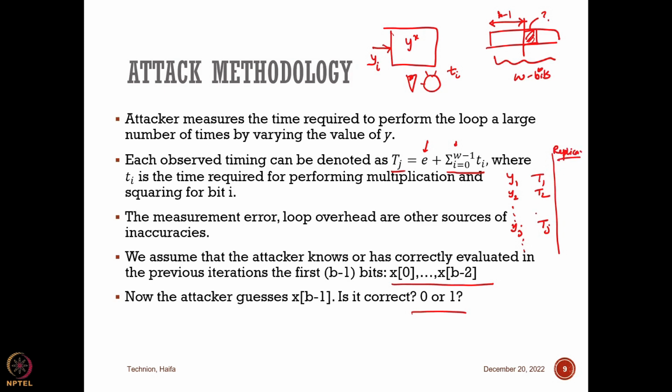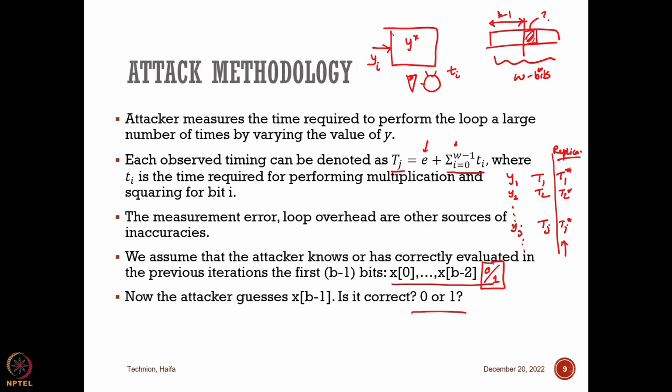This replica code will take different amounts of time, and I call these small timings t1 star, t2 star, and so on till tj star. So these star timings essentially correspond to computing from x0 to xb minus 2, with xb minus 1 being guessed. This guess is either 0 or 1.